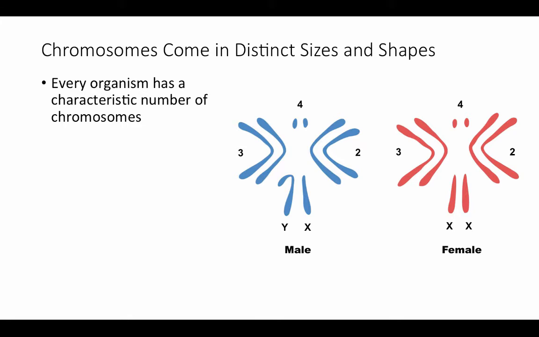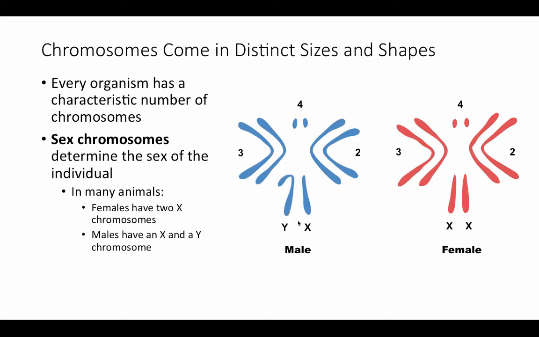We find when we look at them microscopically that chromosomes, when they're condensed and ready for mitosis or meiosis, form distinct sizes and shapes. So what we find is that every species has a characteristic number of chromosomes. In sexually reproducing species, there are sex chromosomes that are going to determine the sex of the individual. In many animals, females have two X chromosomes, and males have an X and a Y chromosome. And so these chromosomes are actually distinct from each other. In most cases, the X chromosome is much larger than the Y chromosome, although it's not depicted in this illustration.